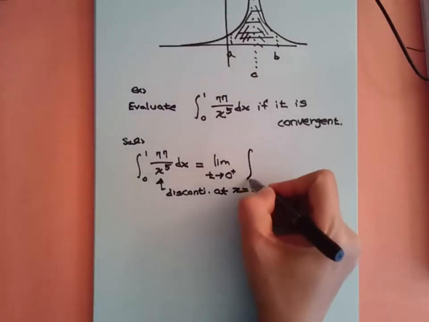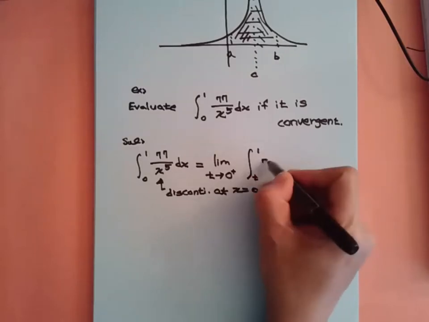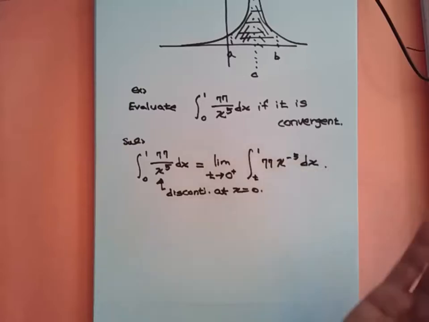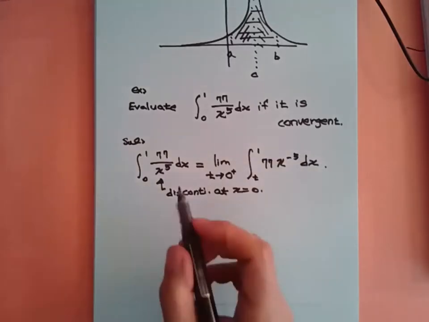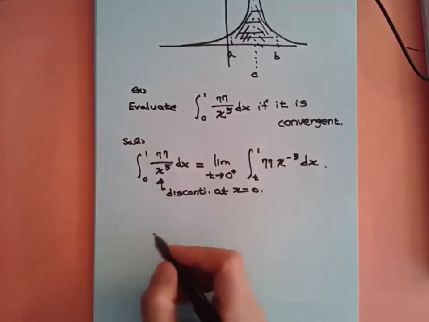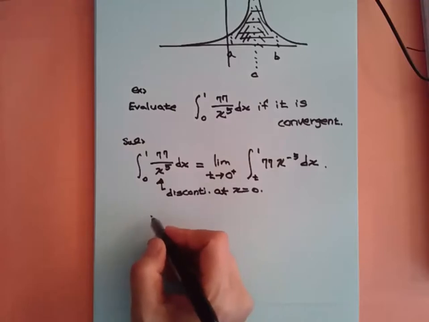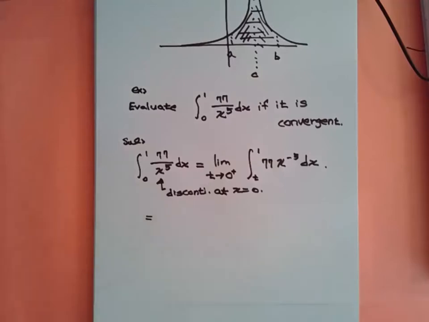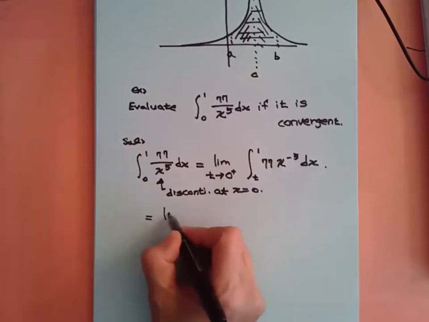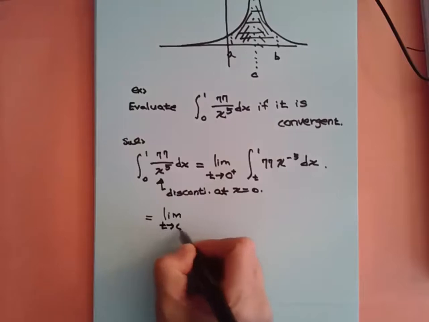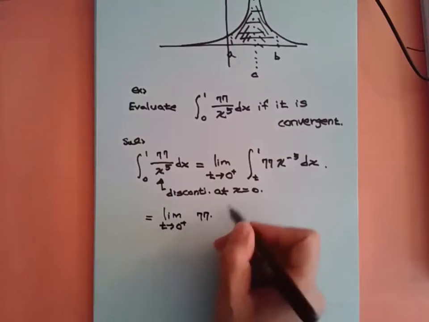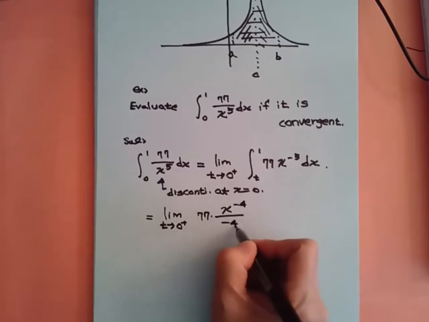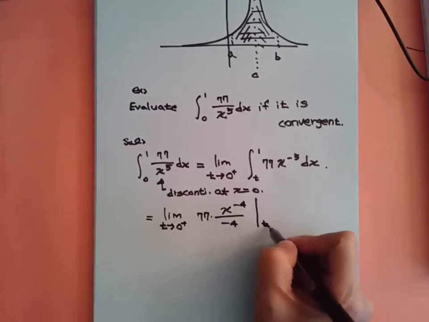So integration from t to 1 of 77 x to the minus 5 dx. We want to apply the power rule. So that is limit t goes to 0 plus 77 times one more power, which is -4 over -4. It goes from t to 1, right?